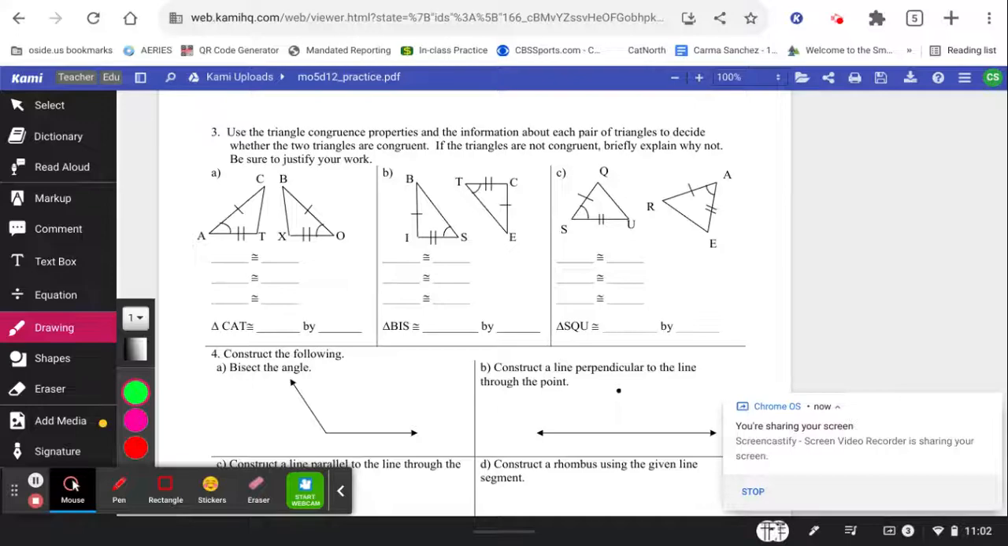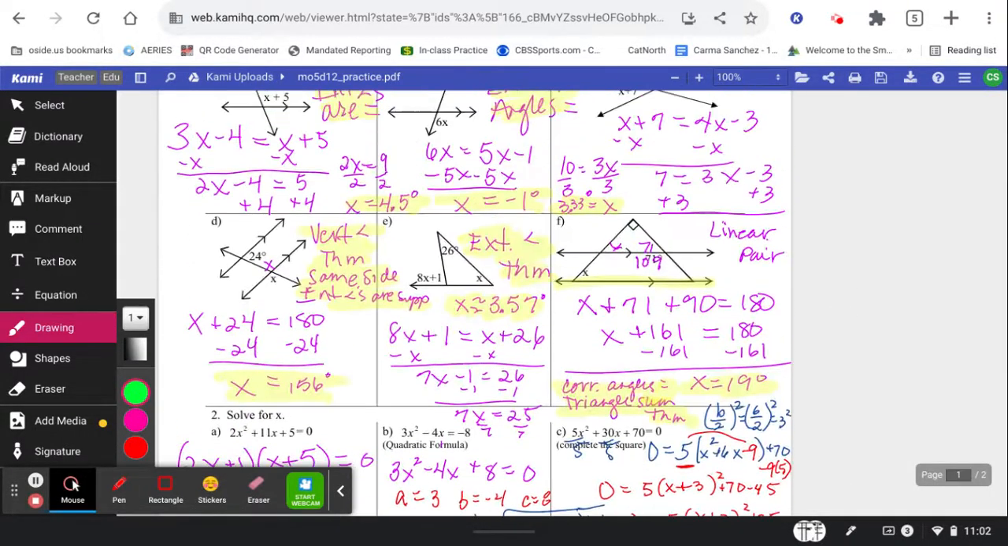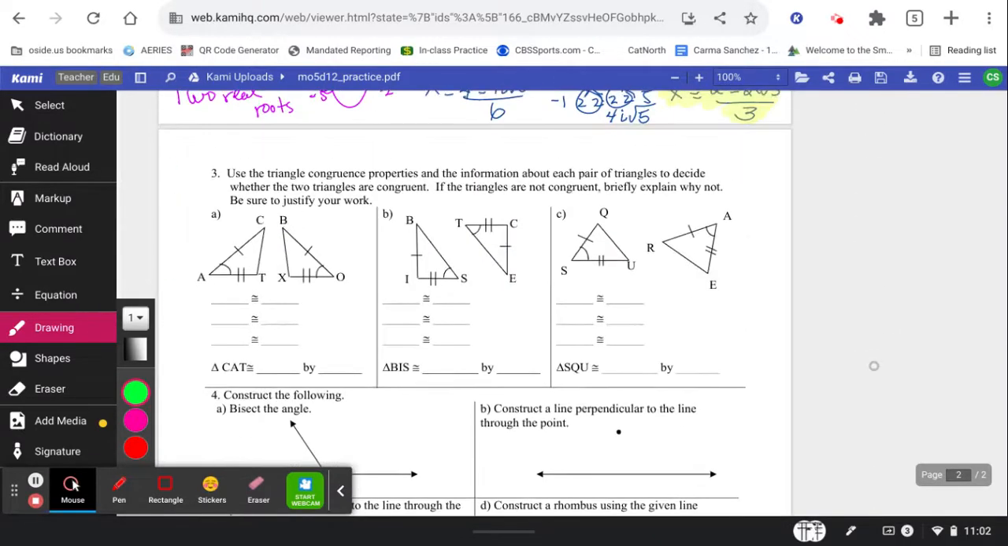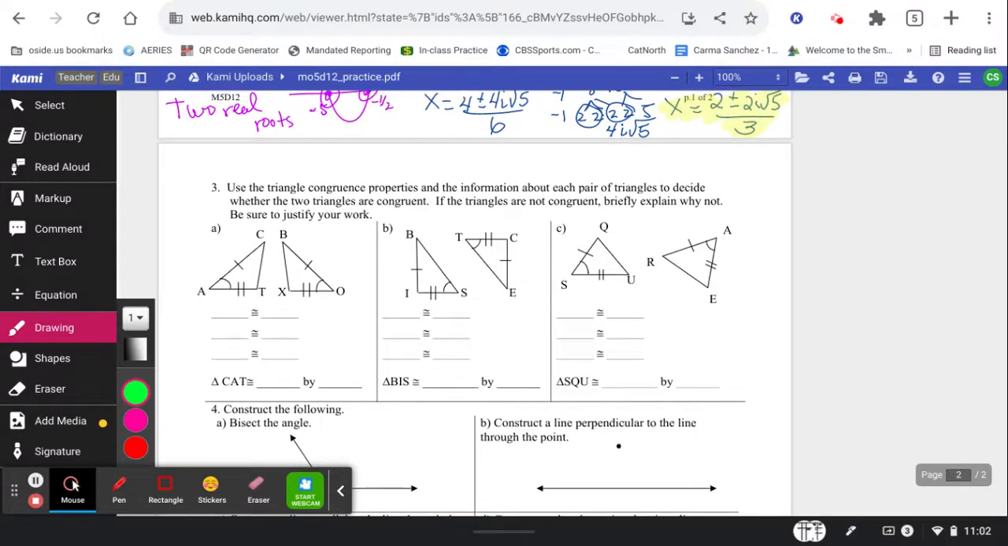All right, let's look at the back of the Day 12 worksheet. Let me just show you the top here. This is the Mod 5 Day 12 worksheet, and we're going to go over these triangle proof ones. Number 3, use the triangle congruence properties and the information about each pair of triangles to decide whether the two triangles are congruent. If they are not congruent, explain why not. Be sure to justify your work. So we're writing just little mini proofs here real quick.